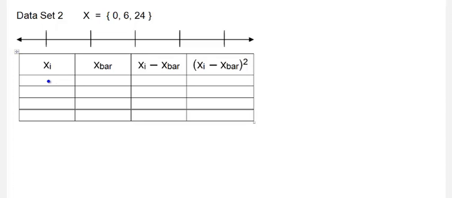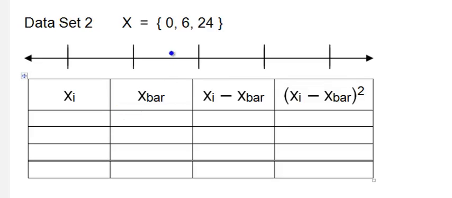For our next data set 2, we have again 3 values, 0, 6, and 24, and if we were to put them on the number line, so we can see how this data set is different from the first one. We have a value at 0, we have a value at 6 again, but this time our last value is 24. So for these 3 values we have more spread amongst themselves, and the standard deviation is going to measure that. So we begin by listing our x's. We have 0, 6, 24.